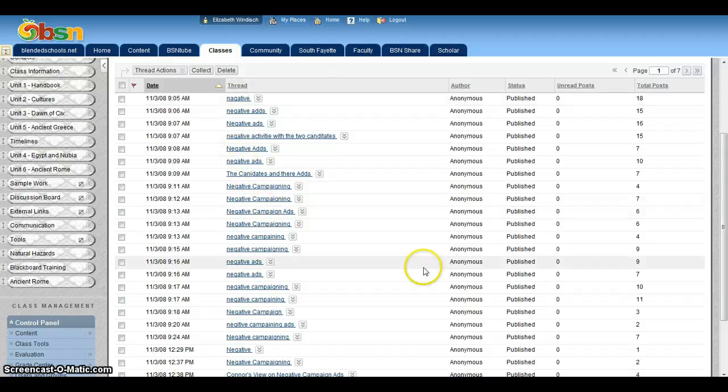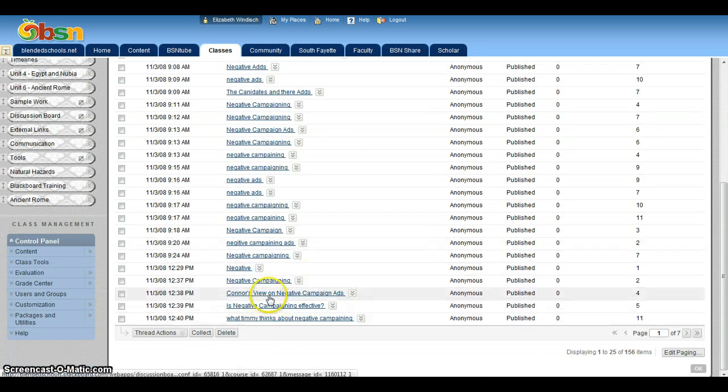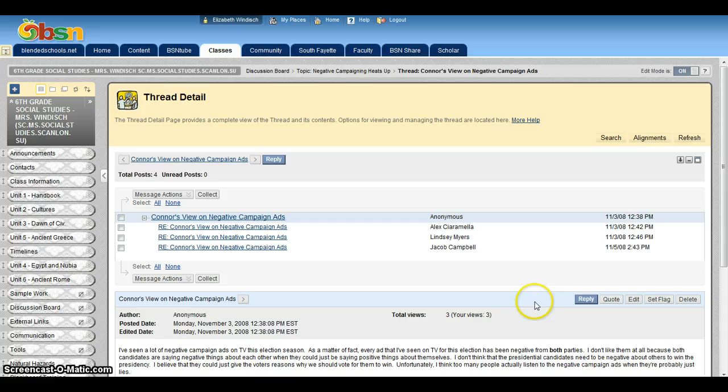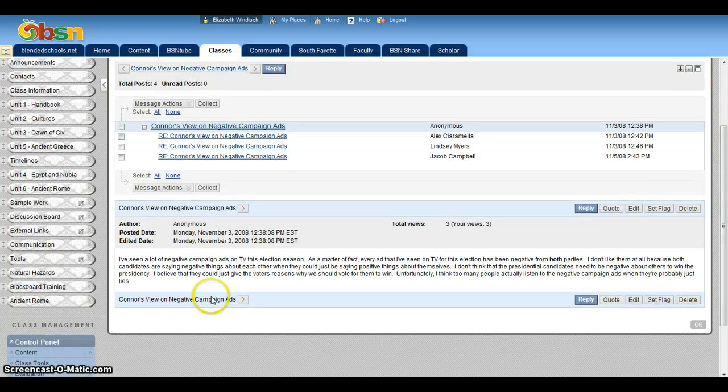If you just click, and I am not sure whose I'm clicking into. Let's see what Connor's view on negative ads says. If you click here, you can see that Connor wrote what he felt to the question. So he's saying that he's seen a lot of campaign ads and they're negative from both parties, and he doesn't really like them because he doesn't think that it's nice that they're saying mean things about each other.